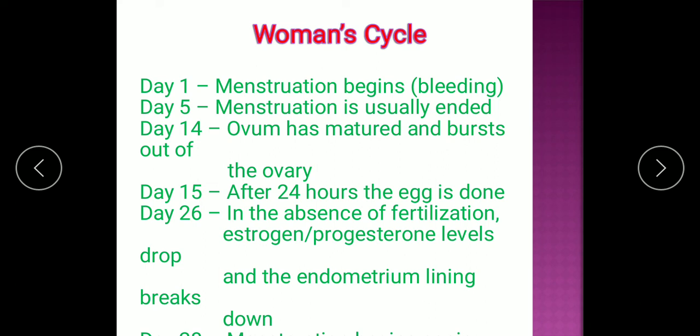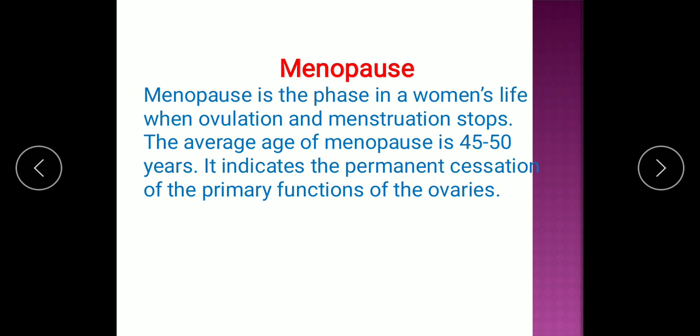Day 15, after 24 hours, the egg is waiting for the sperm for fertilization. Day 26, in the absence of fertilization, estrogen and progesterone levels drop, and the endometrium lining breaks down, leading to degeneration of the inner layer of the uterus. Day 28 usually begins the next menstrual cycle. So we have completed the menstrual cycle, its various phases and the hormones involved.